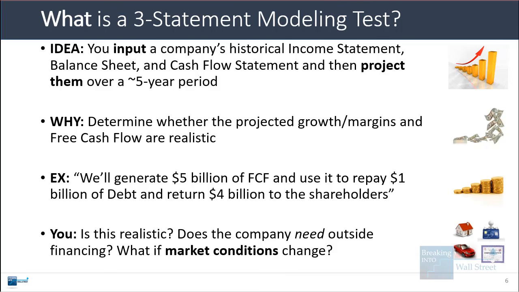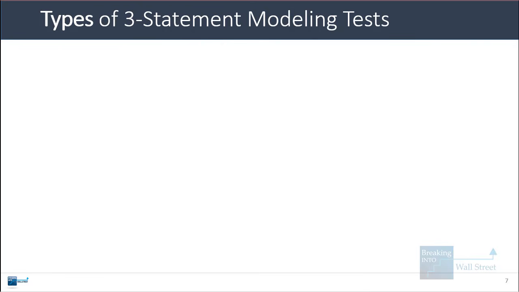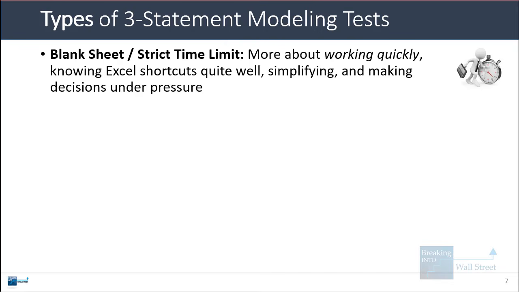And you also can tell what happens if market conditions change or if the company's business takes a turn for the worse, for example. Now, in terms of the types of 3-statement modeling tests, the first category here is when you have a blank sheet and a strict time limit, like 30 minutes, 60 minutes, 90 minutes, 2 hours, maybe even up to 3 or 4 hours.